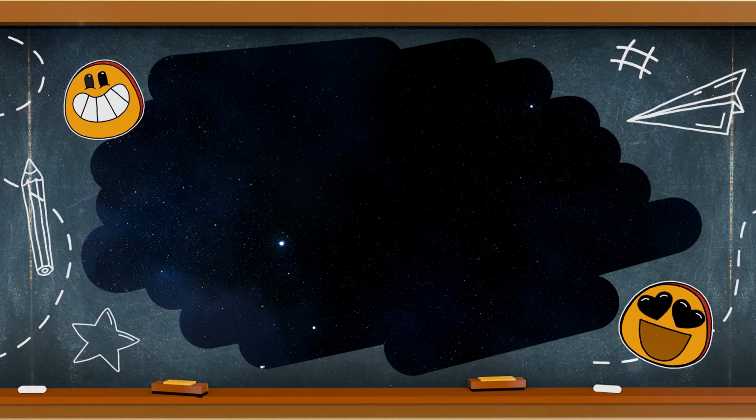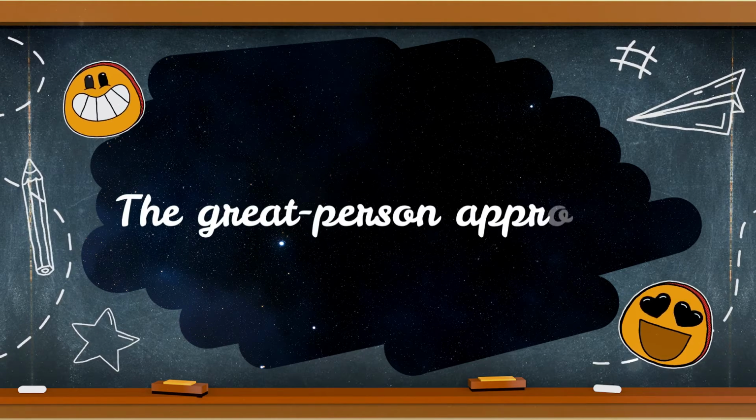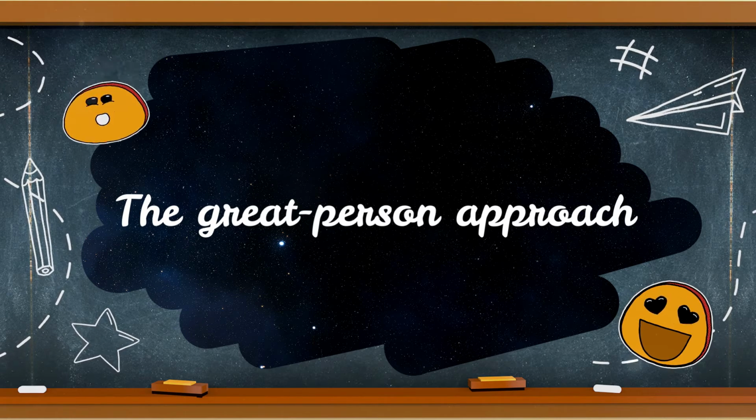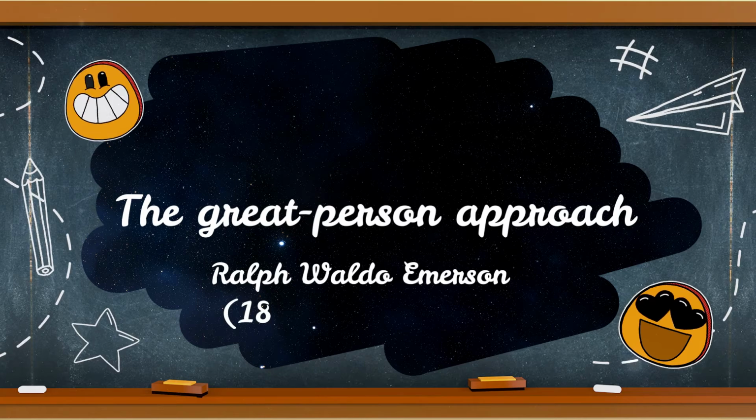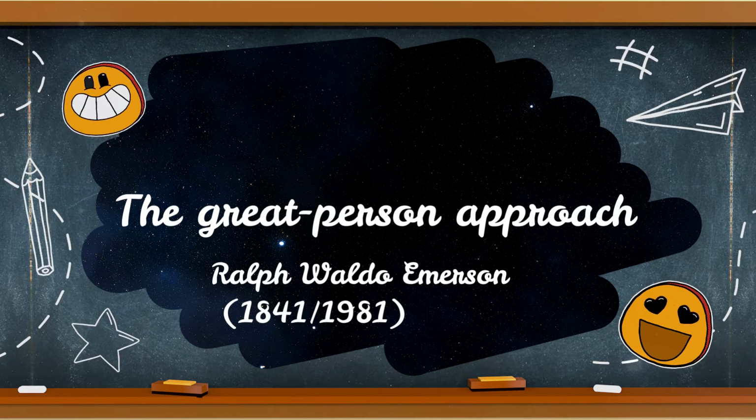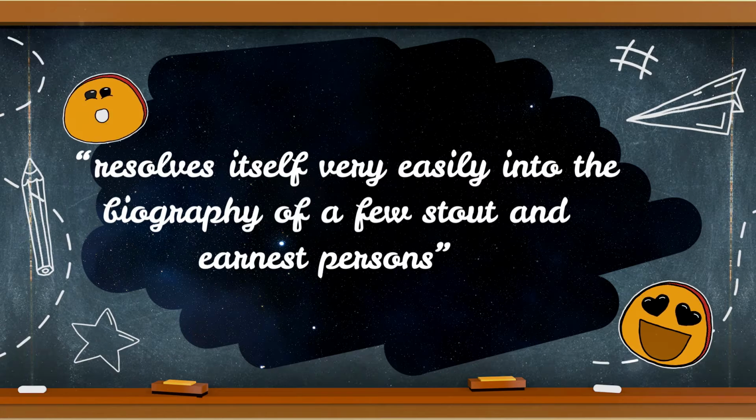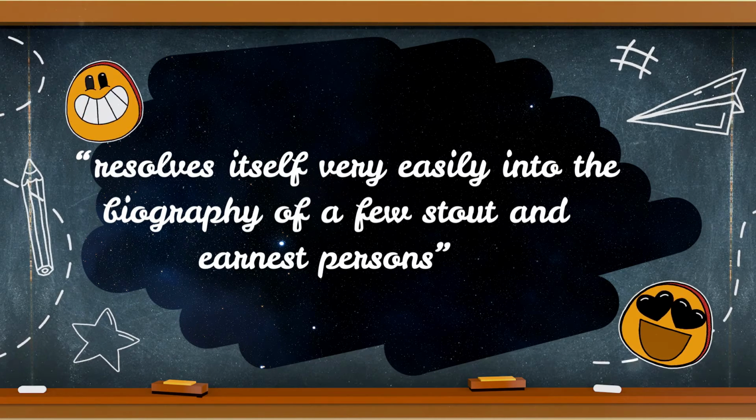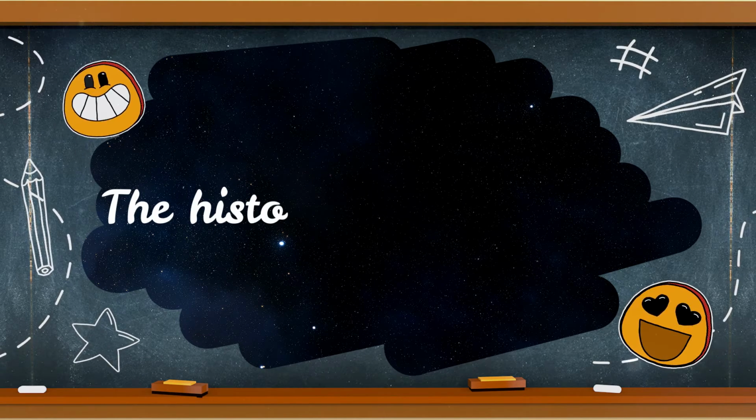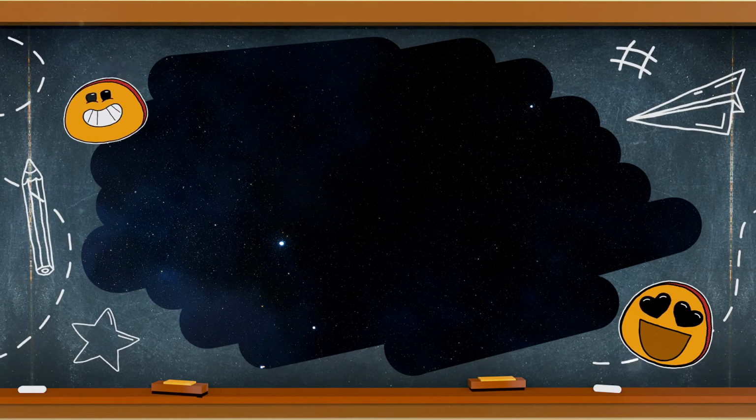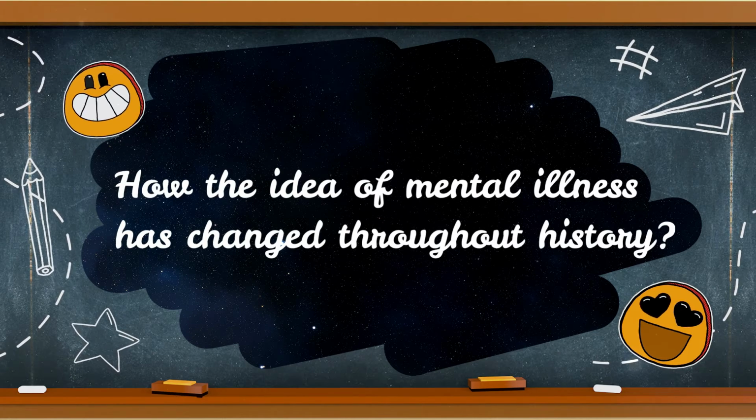An alternative is to take the great person approach by emphasizing the works of individuals such as Plato, Aristotle, Descartes, Darwin, or Freud. Ralph Waldo Emerson embraced the great person approach to history, saying that history resolves itself very easily into the biography of a few stout and earnest persons. Another approach is the historical development approach, showing how various individuals or events contributed to changes in an idea or concept through the years. For example, one could focus on how the idea of mental illness has changed throughout history.